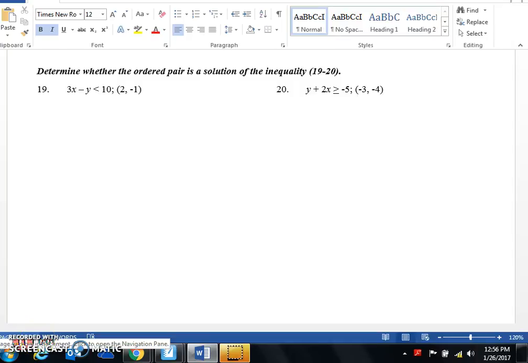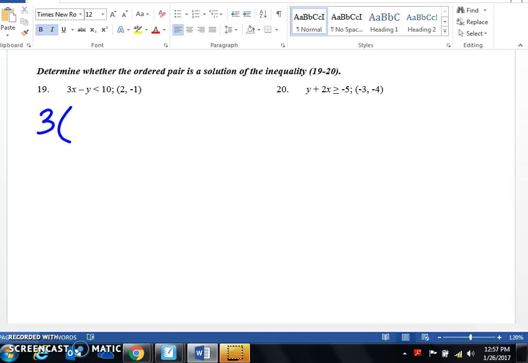All right, so for this one, just like before, if you wanted to, you could solve for y, graph it, and then see if it's in the shaded area. But honestly, the easiest thing to do is just plug those points in and see if it's a true statement. If it is a true statement, yep, it's a good one. If it's not, then no, it's not a solution. So remember, when you plug in, use parentheses.